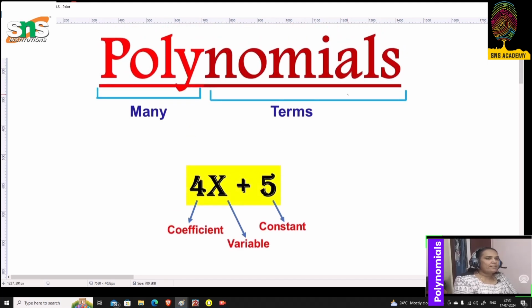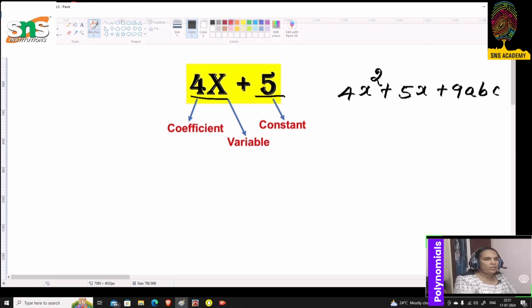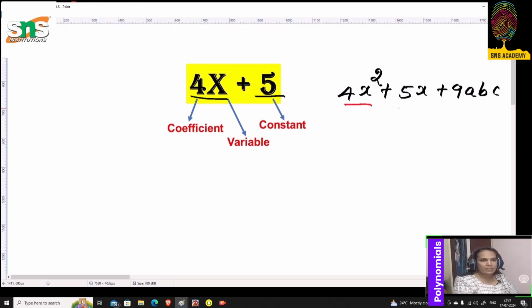Poly means many terms will be there. Here is one example I have given: 4x plus 5. In that, the first one, 4x, is a term, the first term, and 5 is the second term. Like that we can write 4x square plus 5x plus 9abc. Is this a polynomial? Yes, this is also a polynomial. We check how many terms are there. Here there are three terms, and each term has a different variable.